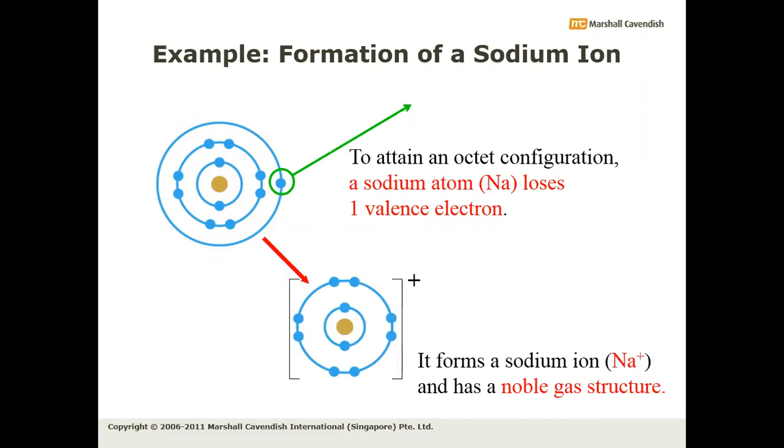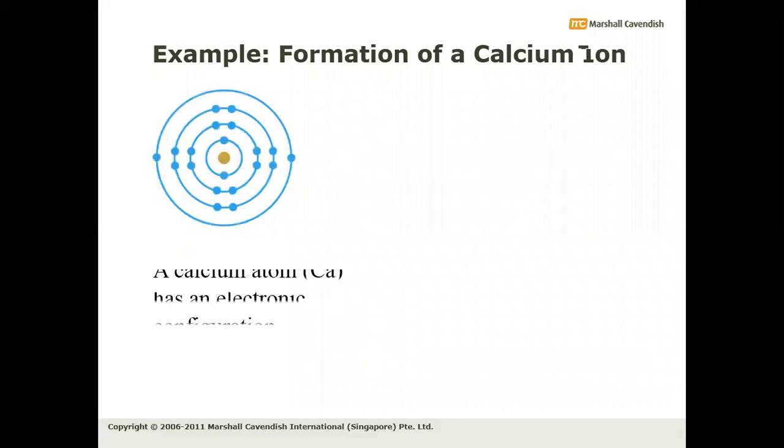And if you remember in O levels, how to write an ion: you use a square bracket to put the ion in the bracket, and you put the charge outside the bracket as a superscript. And you see you have now only 2 shells in the sodium ion rather than 3 shells in the sodium atom. So its outermost electron is lost.